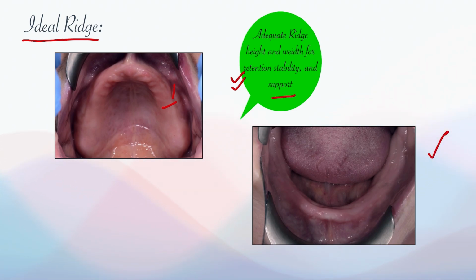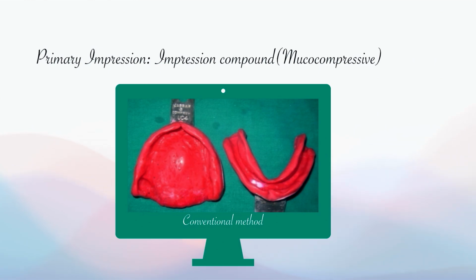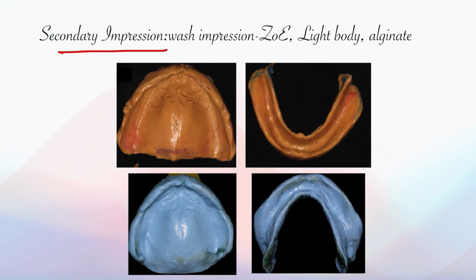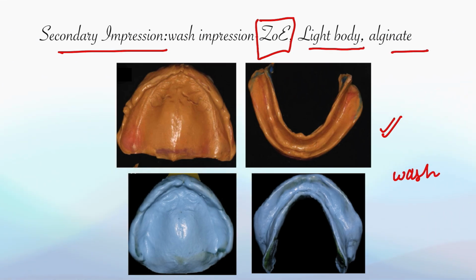In such scenario, the conventional method is using the primary impression with the impression compound, which is mucocompressive in nature, and the secondary impression or the wash impression is obtained using zinc oxide eugenol. This wash impression can also be replaced using light body or alginate impression material.